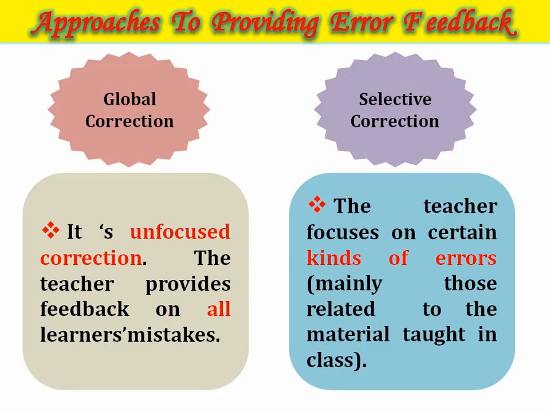Now we're going to look at some of the most common approaches to providing error feedback on learners' writing. The first approach is global correction. This implies providing feedback on every single mistake the learner makes. The teacher here highlights and identifies all learners' mistakes without concentrating on specific aspects of the writing or on certain types of mistakes. The selective approach is a kind of focused correction.